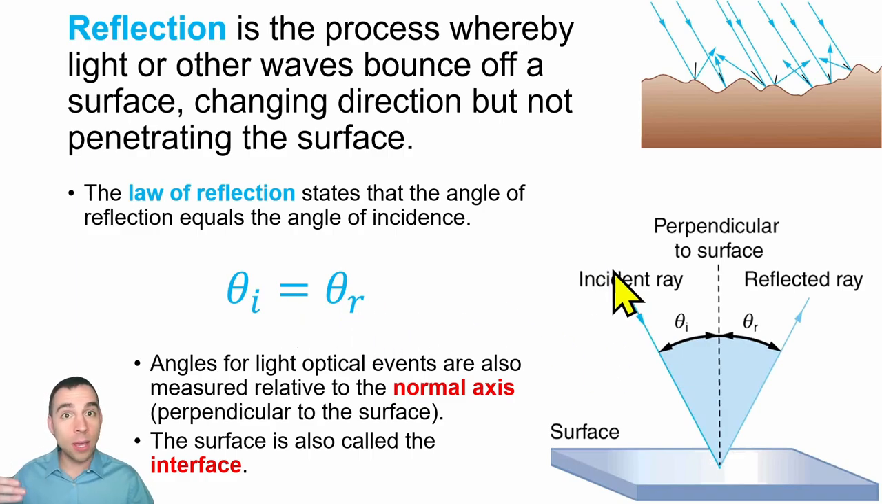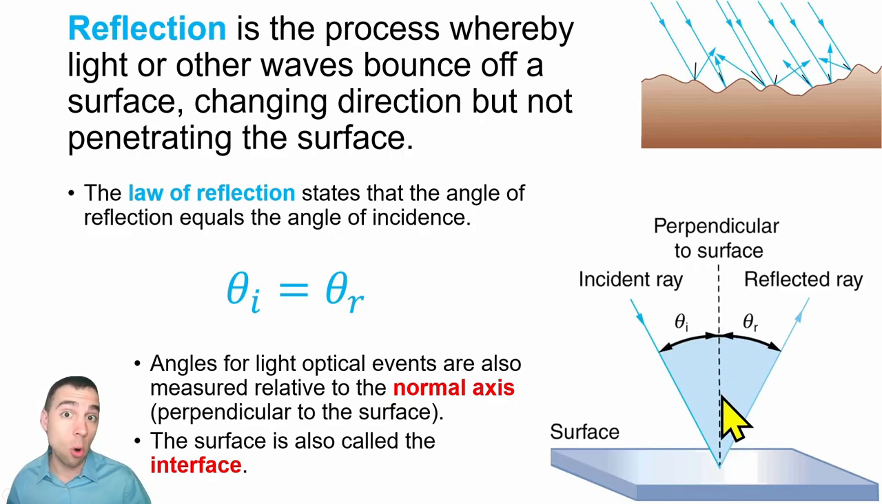If we think about a light wave coming toward a surface here, heading down and to the right, when it hits that mirror, it will be reflected back upward and to the right. And the angle that it's reflected back at will equal the angle that it came in at. However, it's important to note, when we are talking about these angles for optics, you will always want to measure the angle with respect to this dashed line.